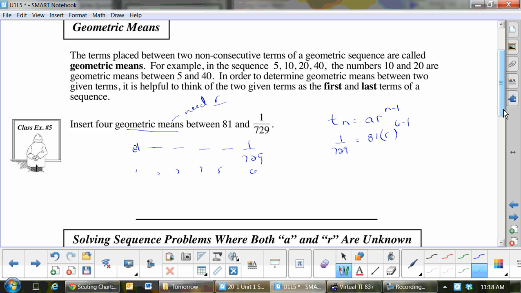Okay, so now what can we do here? How can I solve for R? Divide by 81. Now, what happens if you take 1 over 729, divide by 81 in your calculator? Oh, good. So that one does it. That's the titanium. The rest of us mortals do not have the titanium, so you get a decimal. We'll hit math, enter, enter.